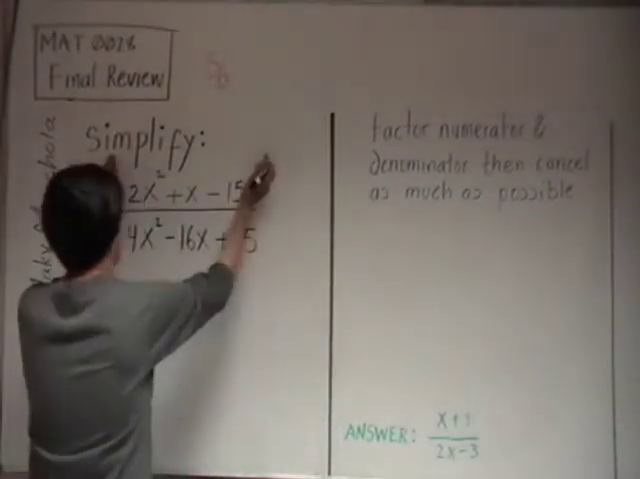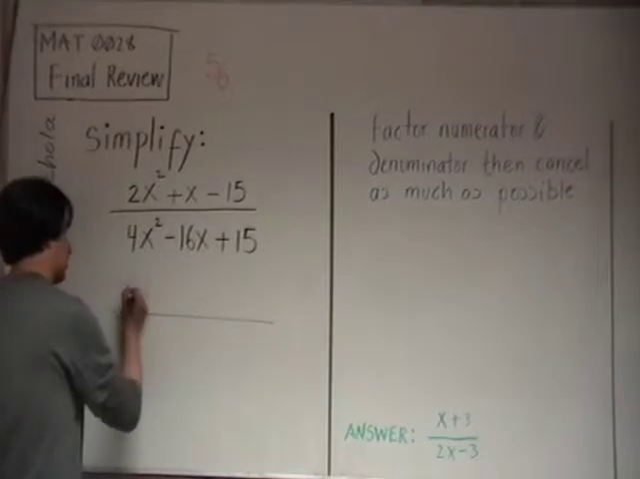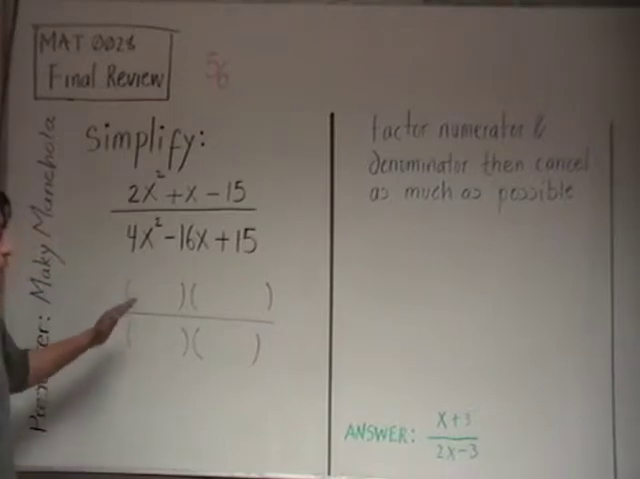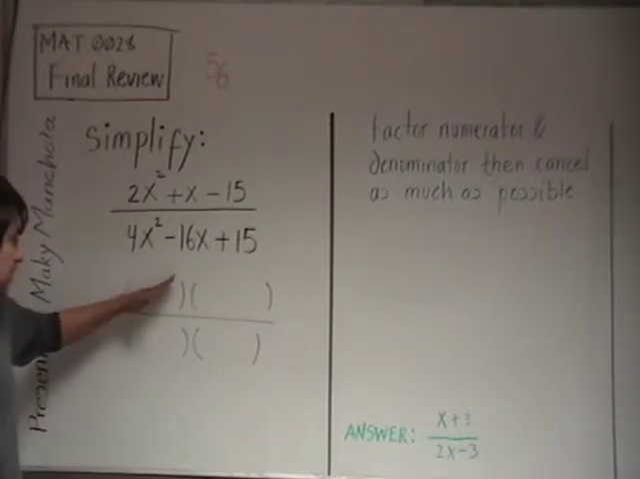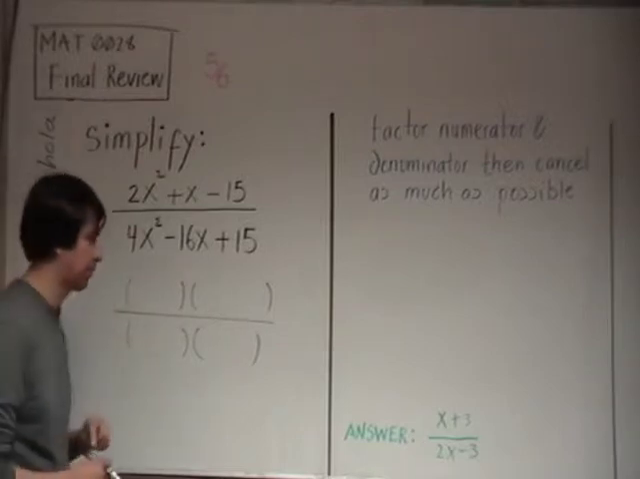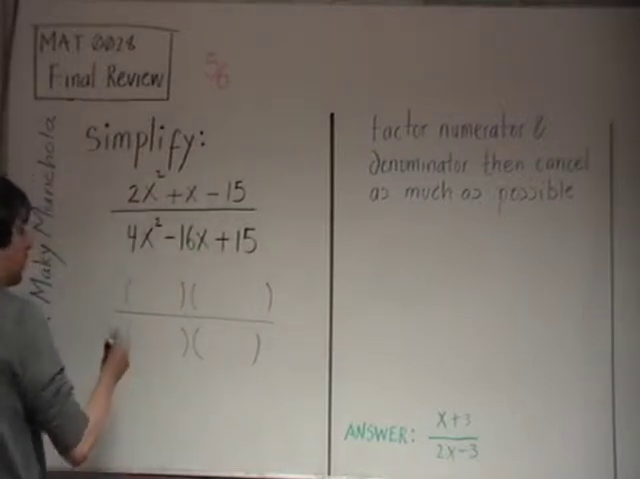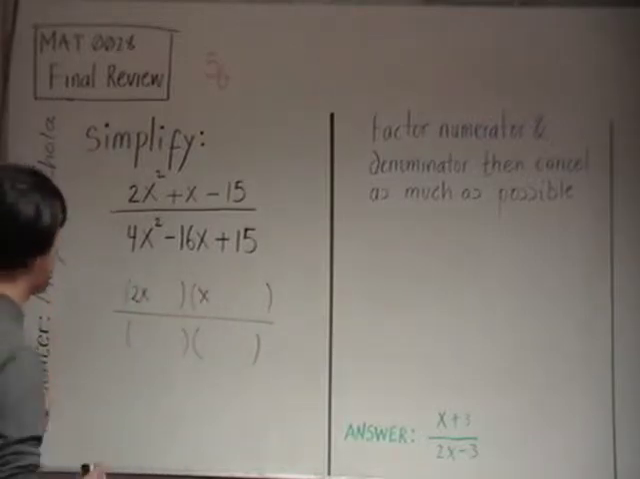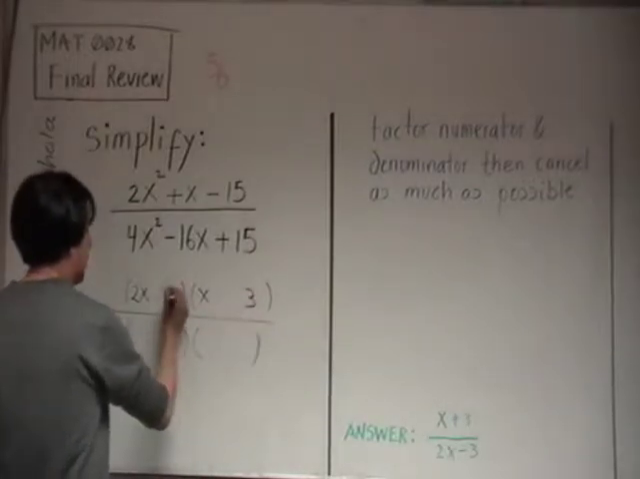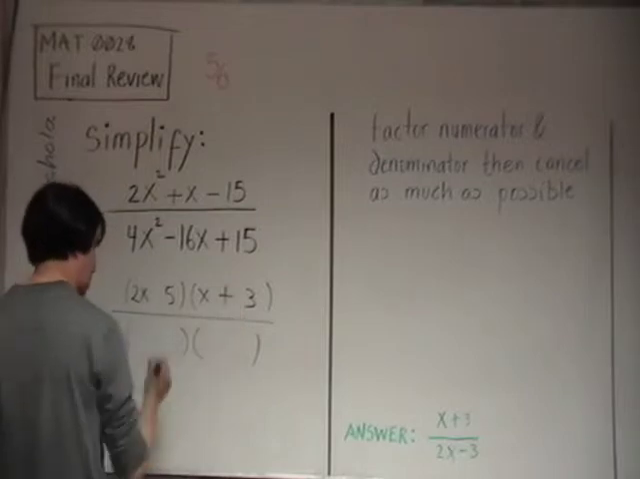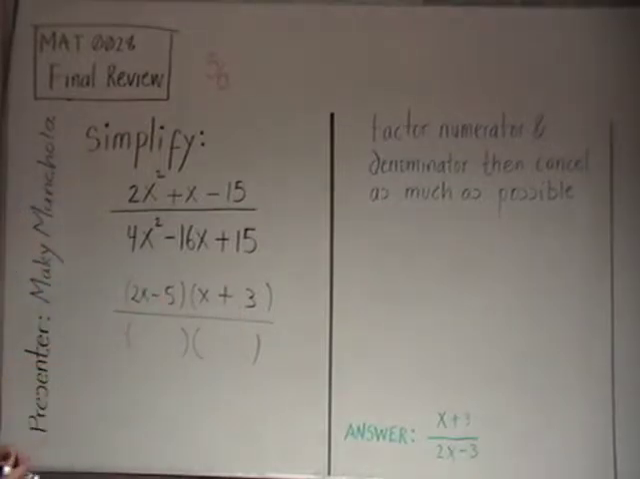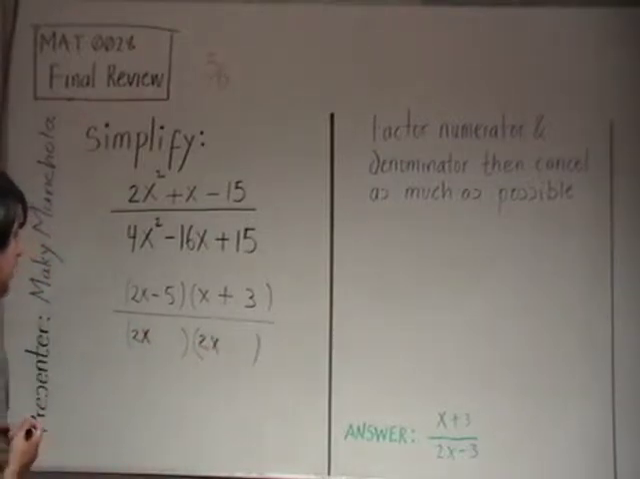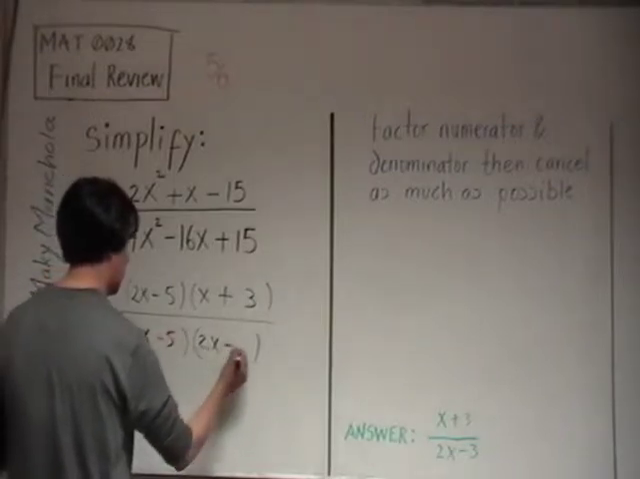So you want to factor the numerator, you want to factor the denominator, and then once you're done factoring, you'll cancel as much as possible. Anything that can be canceled, you cancel it. Now, factoring the numerator turns into 2x and x, and 3 and 5, plus, minus. Factoring the denominator turns into 2x, and then minus 5, minus 3.